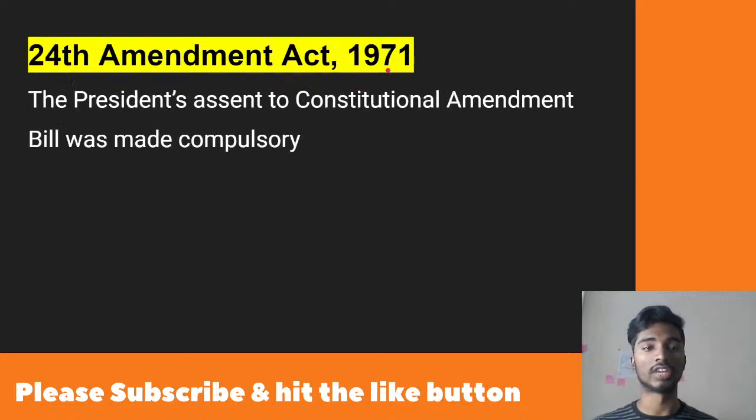24th Amendment Act of 1971. As I have discussed in the last class, the President's assent to the Constitutional Amendment Bill was made compulsory. It means that if the Parliament is passing a constitutional amendment and sending it to the President, the President has to mandatorily sign this particular thing. This provision was added by the 24th Constitutional Amendment Act of 1971.